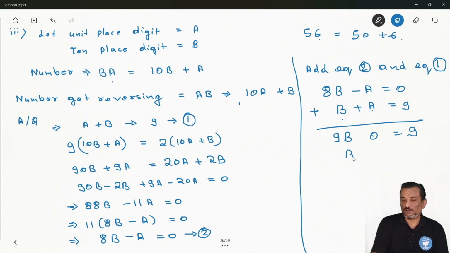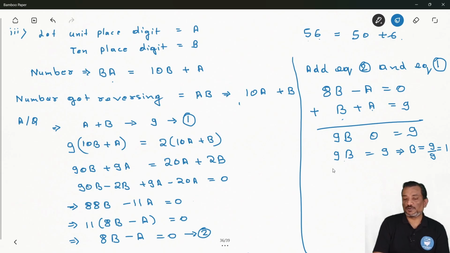So you can say 8b plus b is 9b, and minus a plus a becomes 0, is equal to 9. So b is equal to how much you will get? 9b is equal to 9. So we can transpose the 9, the coefficient of b. So b is equal to 9 over 9 is equal to 1. Okay, now what is the value of your b? It is 1. Now you can substitute the value of b in any equation.